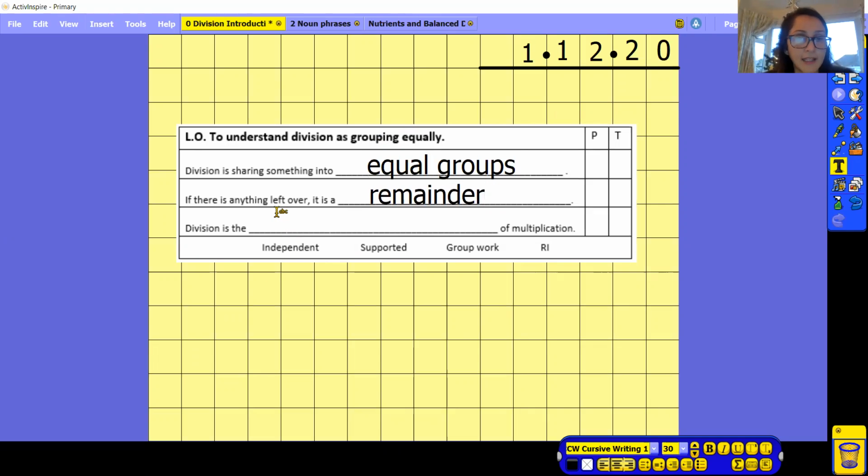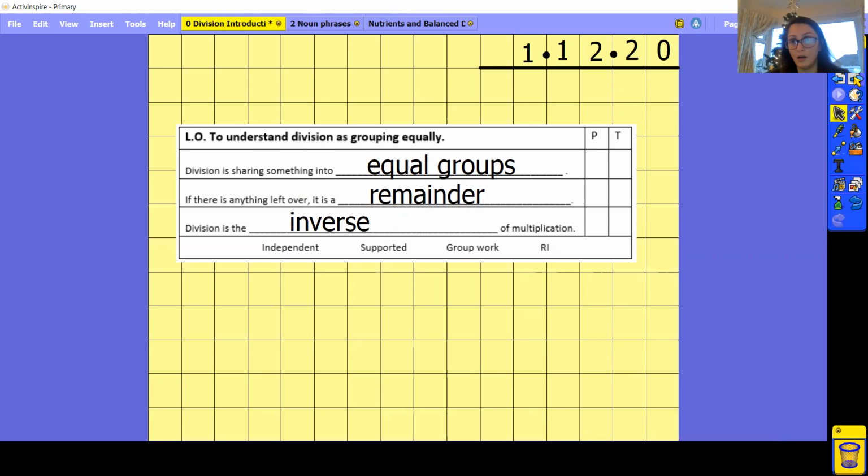Okay, division is the blank of multiplication. Now, you might have heard me saying this before. So multiplication is the opposite of division. Now, what is that mathematical word for opposite? For example, take away is the opposite of add. What's that word that I'm thinking of? Have a little think. Well done if you said inverse. Inverse. You say that. Well done. So inverse basically means the opposite. So division is the inverse of multiplication. It's the opposite. And multiplication is the inverse of division.